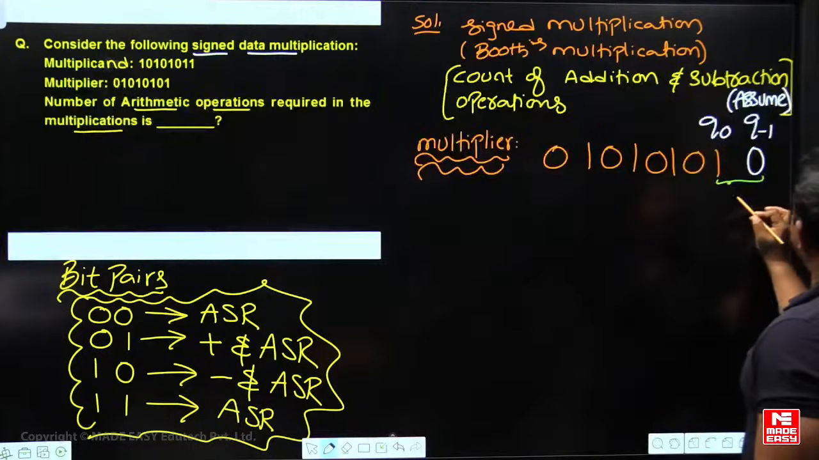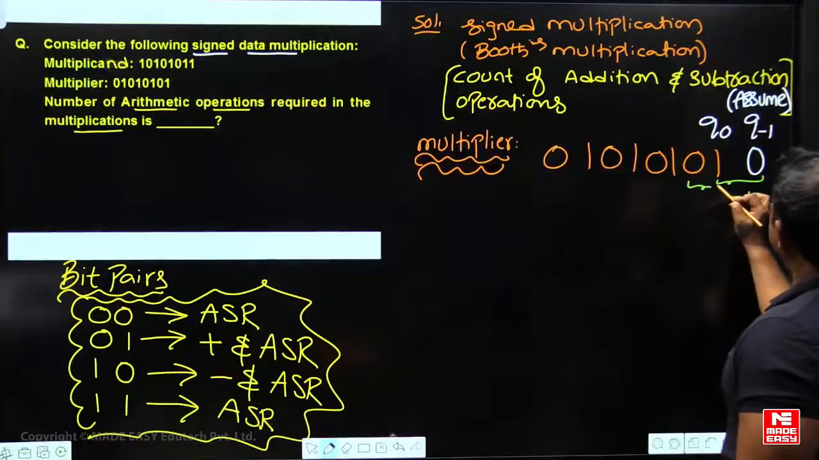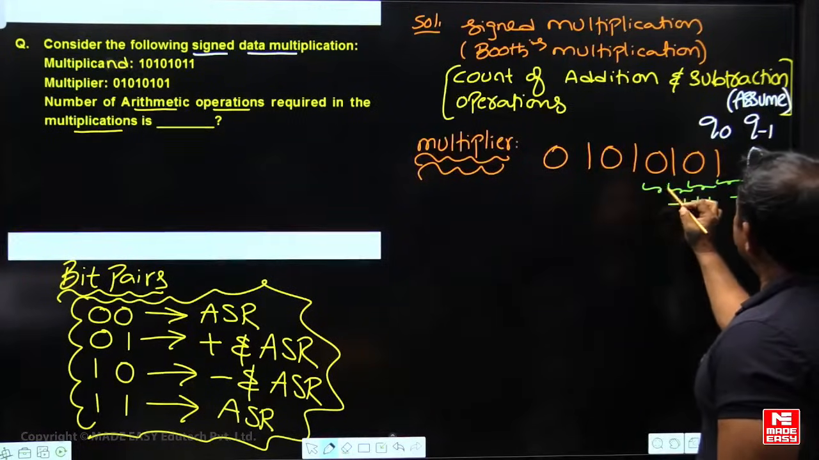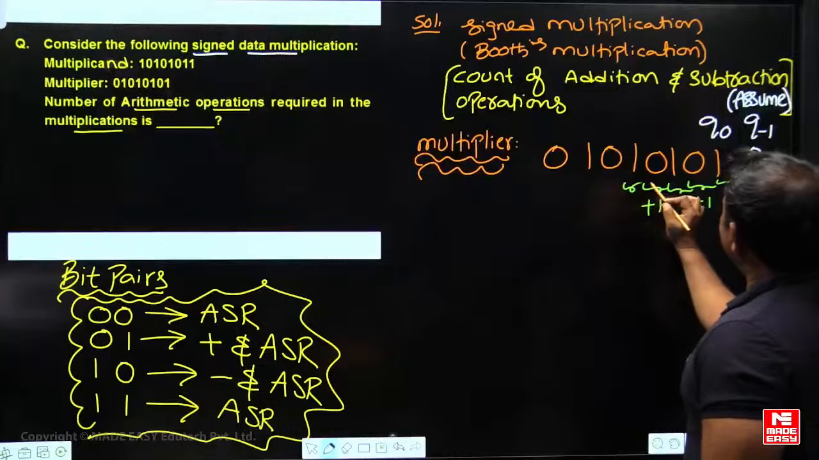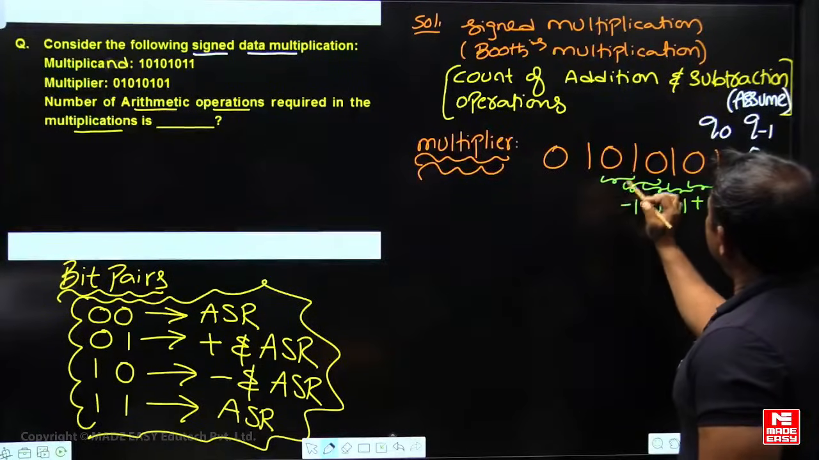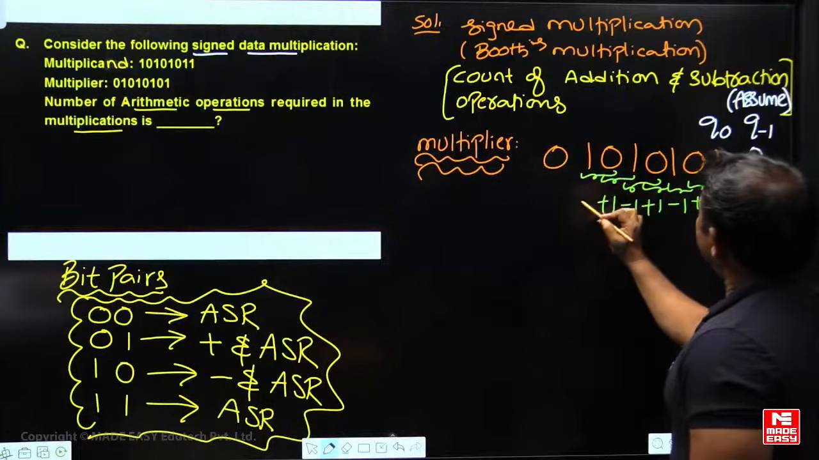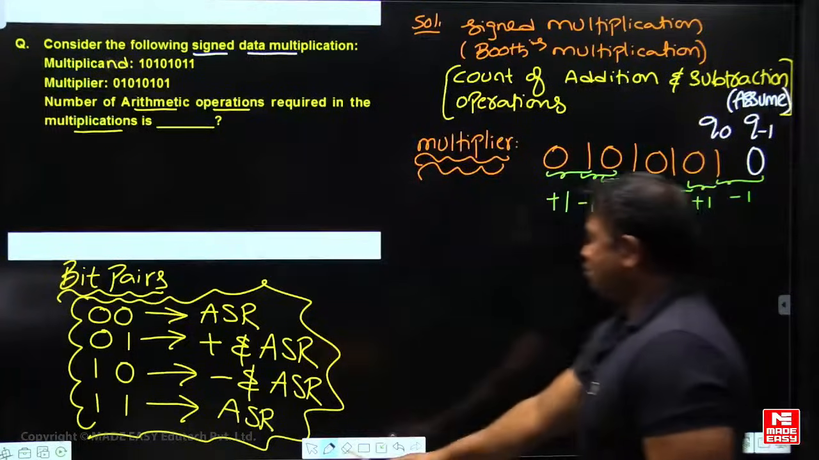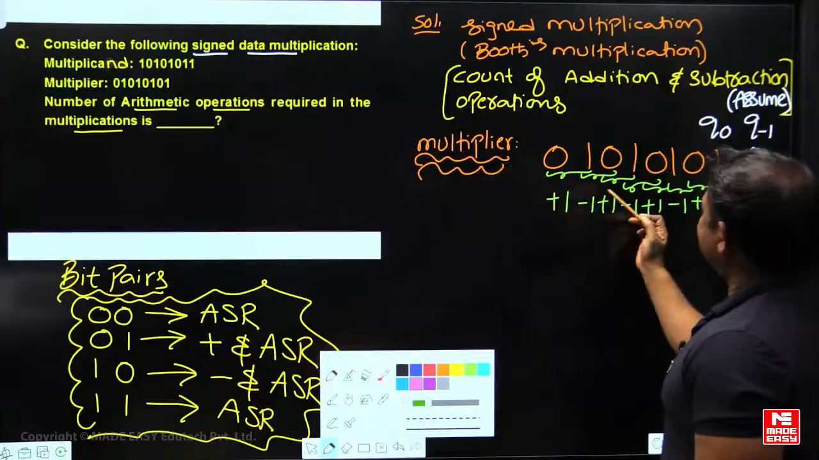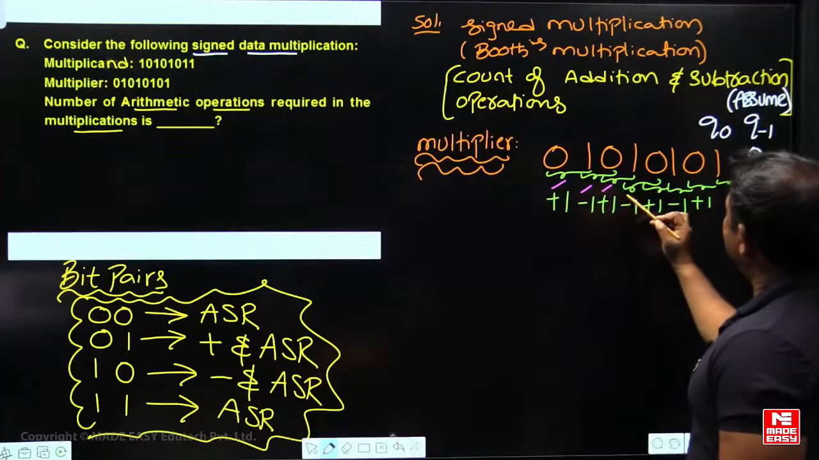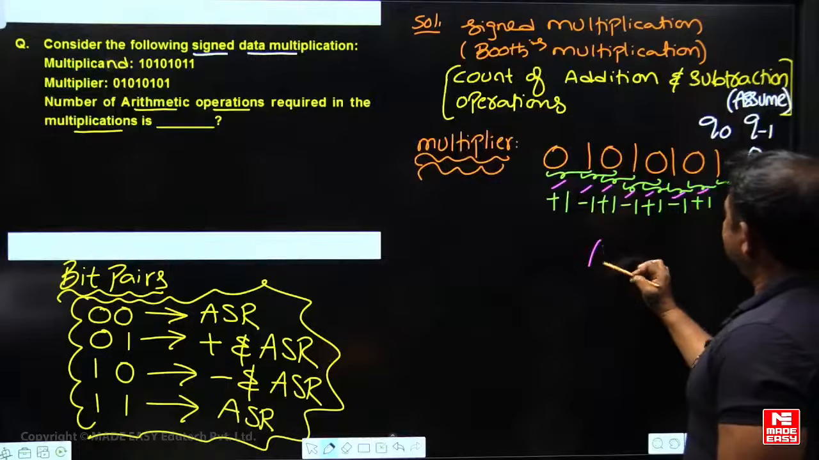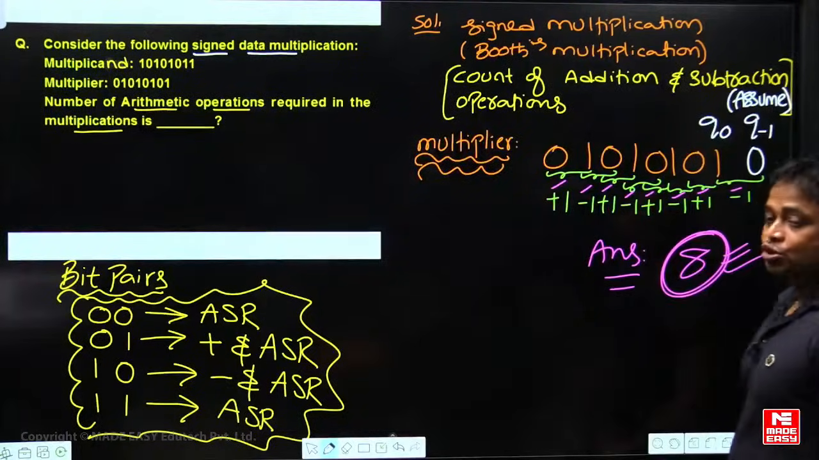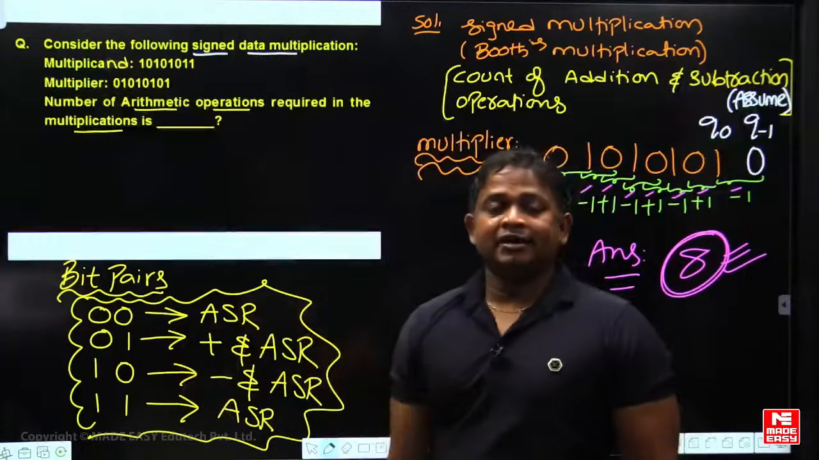This is the 1, 0, then 0, 1, 1, 0, minus 1. 0, 1, 1, 0, minus 1. 0, 1, 1, 0, minus 1. 0, 1. Then how many arithmetic operations are required? Just count the plus and minus operators: 1, 2, 3, 4, 5, 6, 7, 8. So the answer is 8 arithmetic operations required in the Booth's multiplication of the above data.